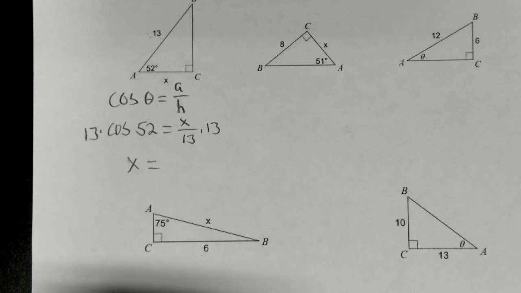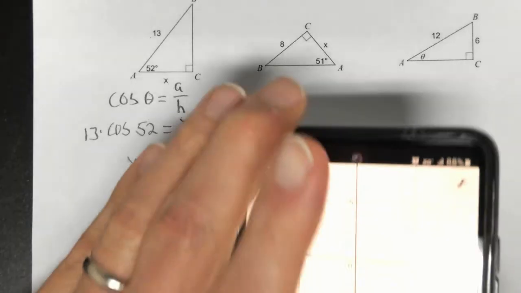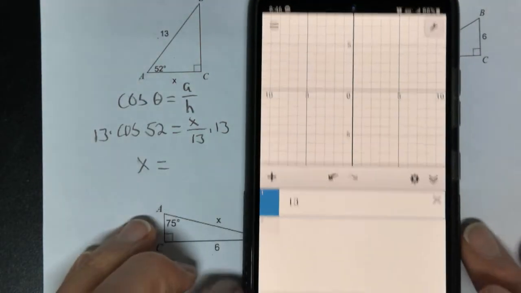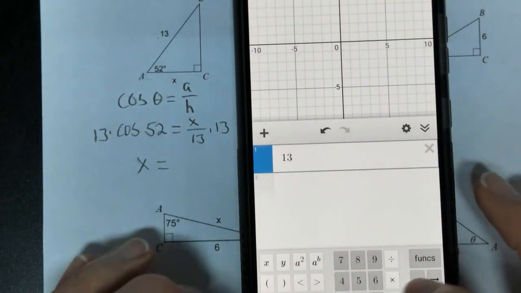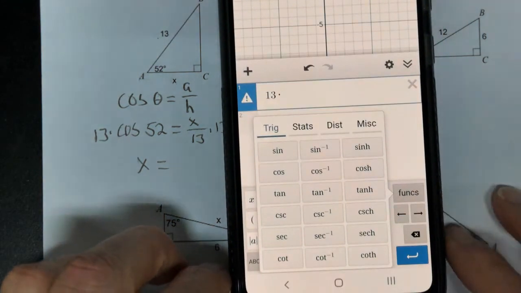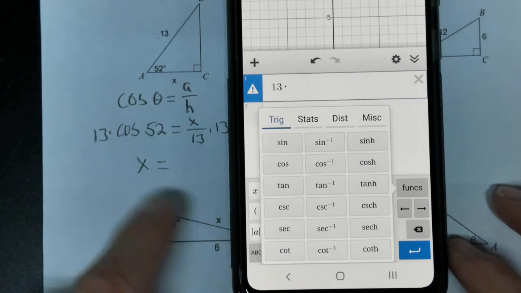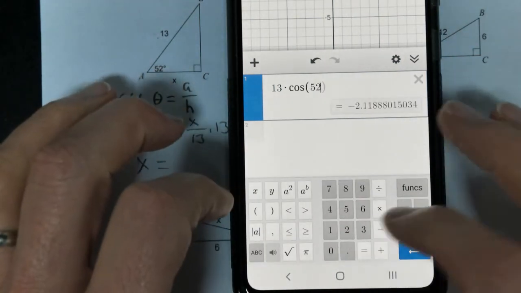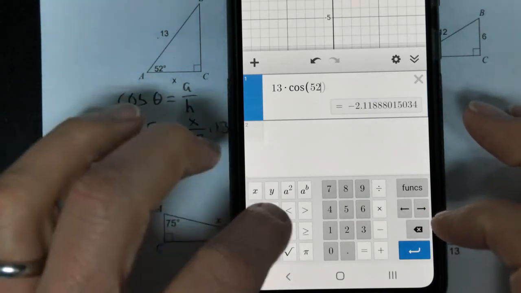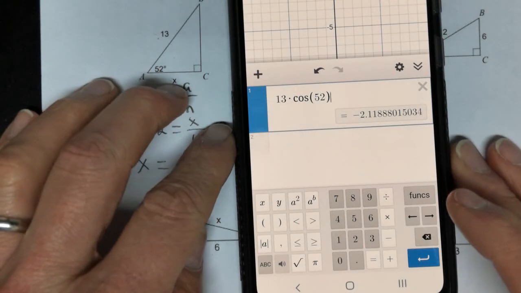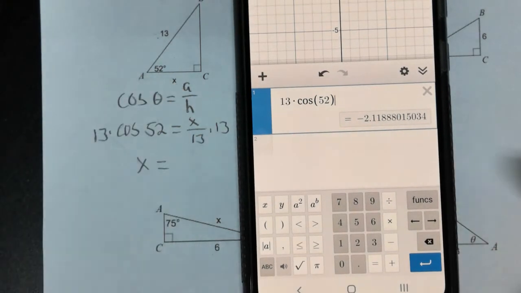All right, so we can go into our calculator and we can go 13 times. If you go to functions on Desmos, then that's where your trig functions are going to be. So that's going to be cosine 52. And we get this answer, which is negative 2.11. Now, here's another thing that you got to make sure that you consider here.